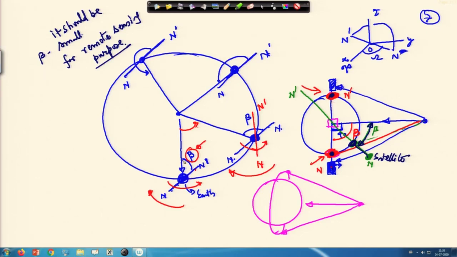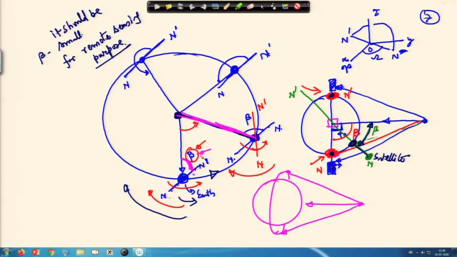So, to maintain this particular beta, what is required? Instead of regression, the nodal line should progress. It should not regress, it should not go here in the back direction, but it should go along this direction. Because the sun is here, and the earth is moving here in this direction. So, if the earth is moving, to maintain the angle with this line, which is the beta angle I am showing here, I have to rotate this nodal line N prime all the time, so that it maintains a particular beta angle.